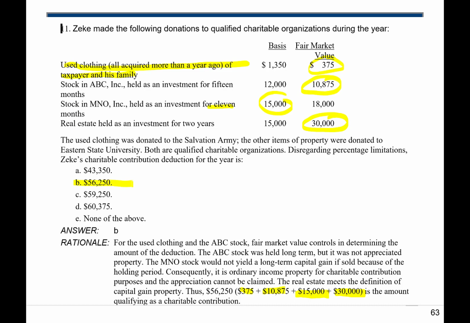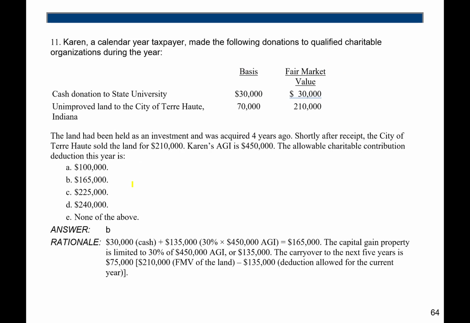Okay. All right, good. Let's look at this one. I think this one's going to be a real good example of how the 50% cap gets applied to our different categories. So he has cash donated to State University and fair value is 30. Do you think the fair value of cash is whatever your basis was in the cash? So it's 30,000. Cash will always be treated as a 50% category because it's not appreciable property in any way, shape, or form, right? So you're not going to have any capital gain on cash.